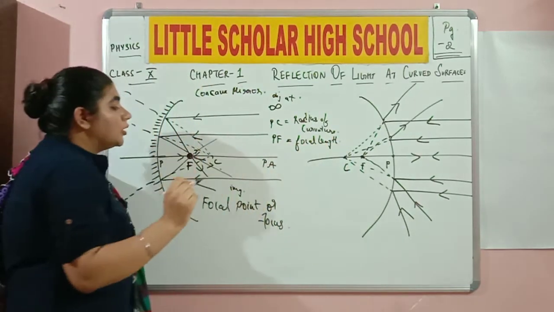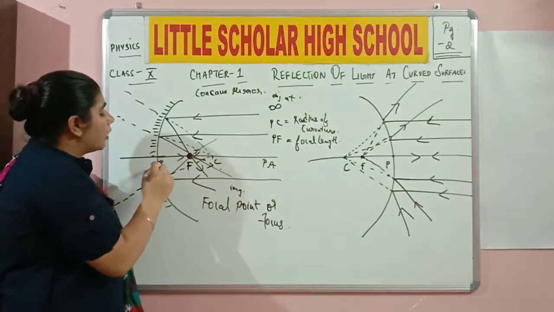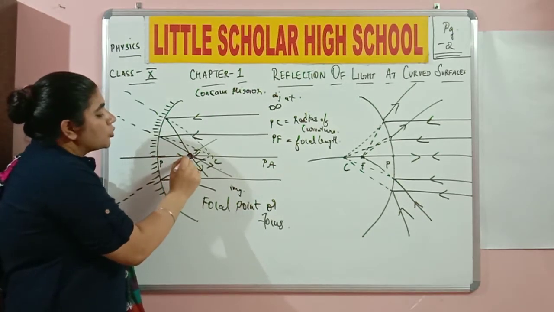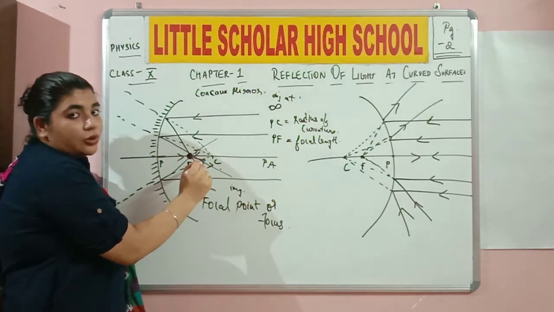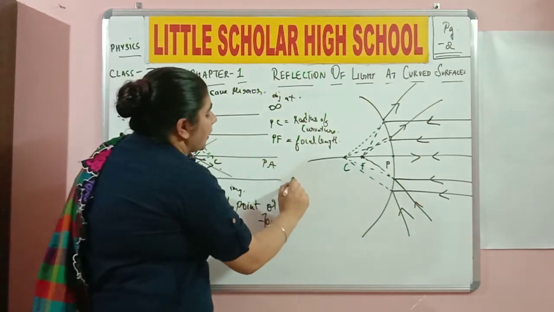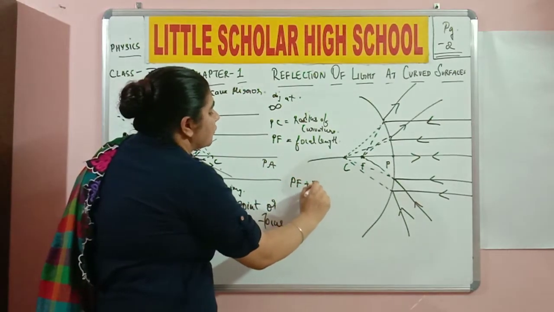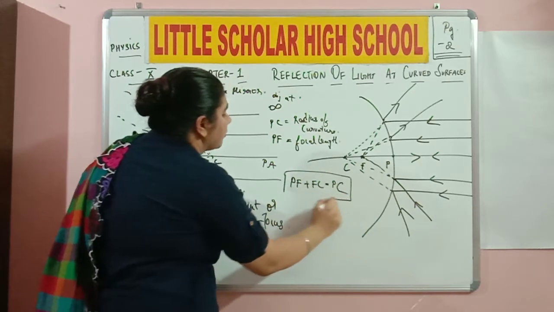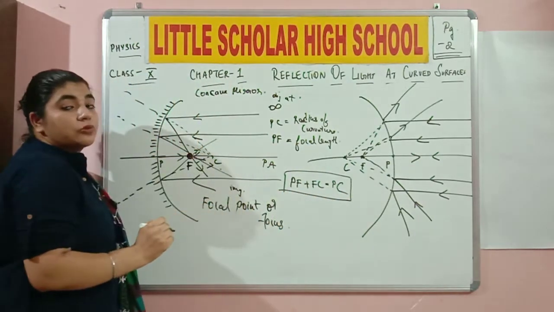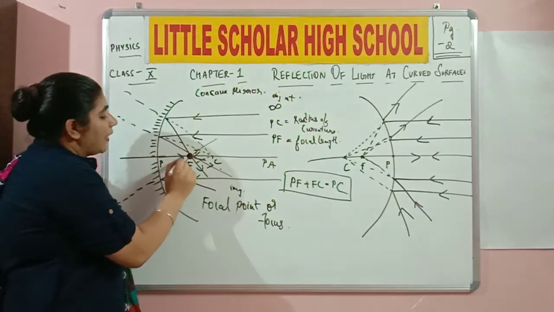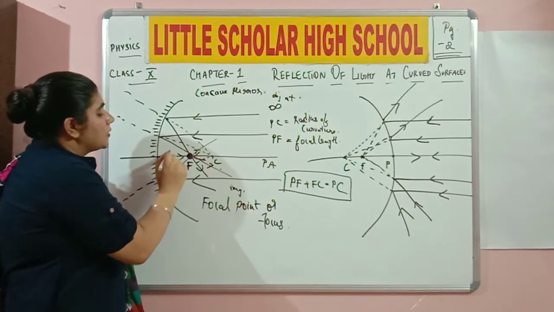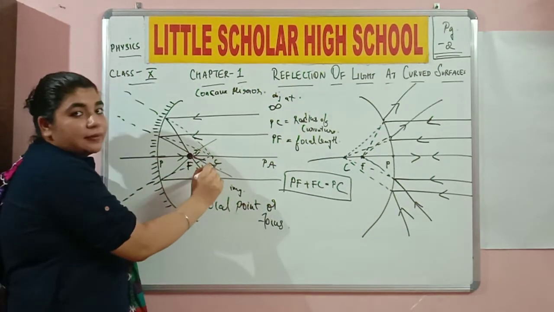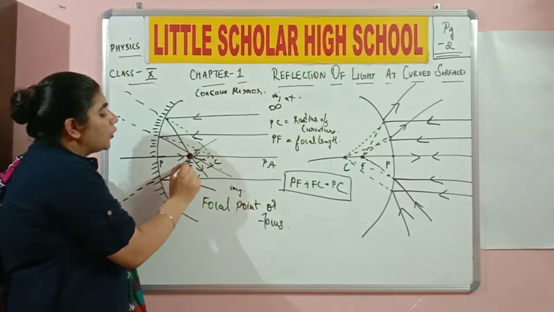Okay, so you need to understand one more concept over here, that PF is going to be equal to FC. Now, PF plus FC gives me PC. Can you understand this from the diagram given in your textbook as well as on the board over here? PF plus FC is going to give me what? PC.